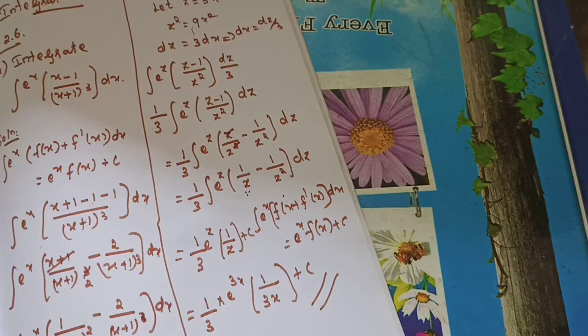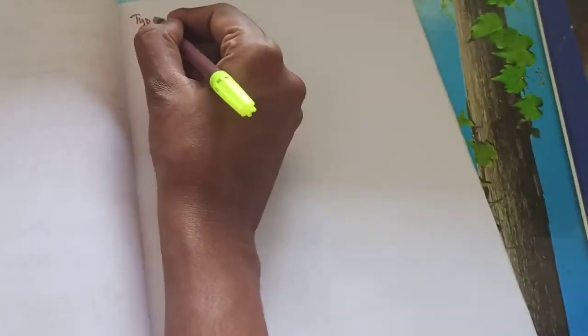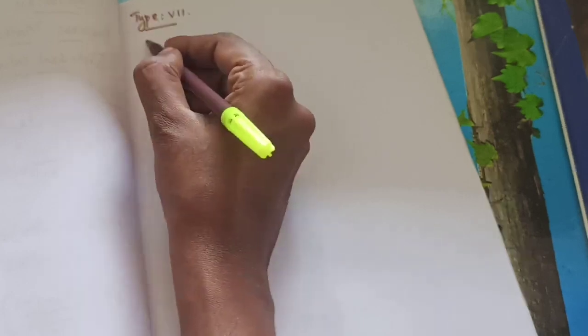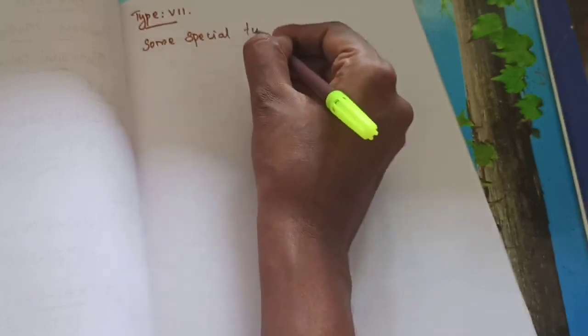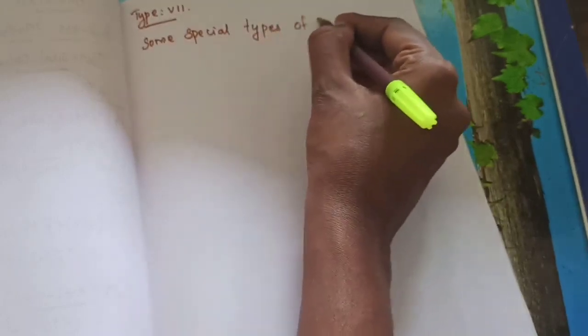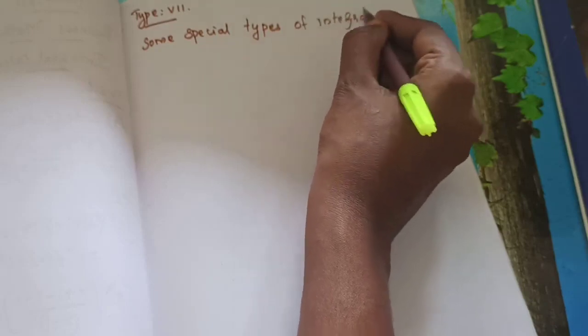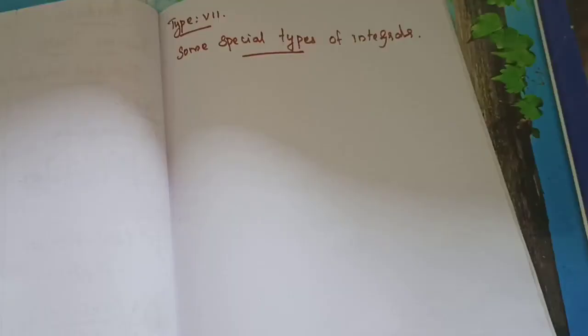So 2.7. The next section is type number 7. The topic is some special types of integrals. Listen here students, the next type is some special types of integrals. All of you take your book, type number 7. Okay, turn to page number 38 and go through there.